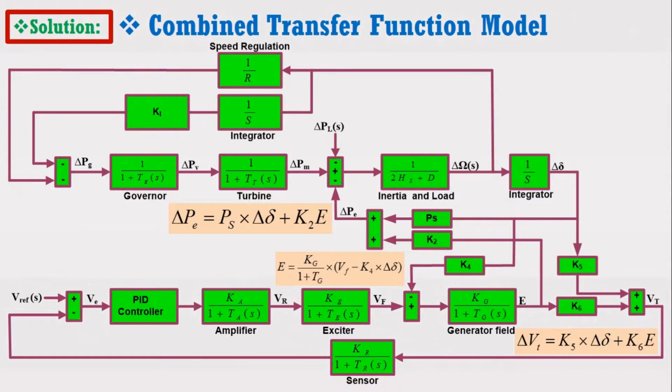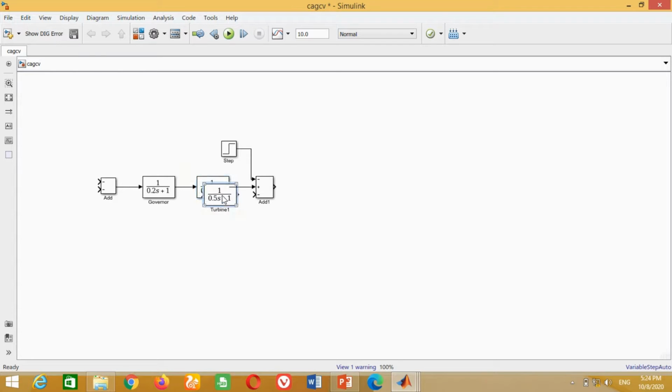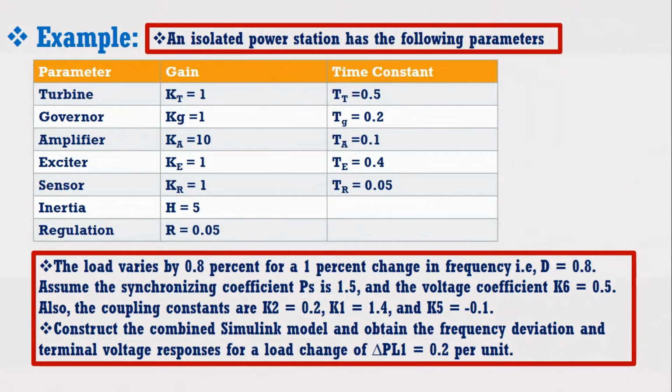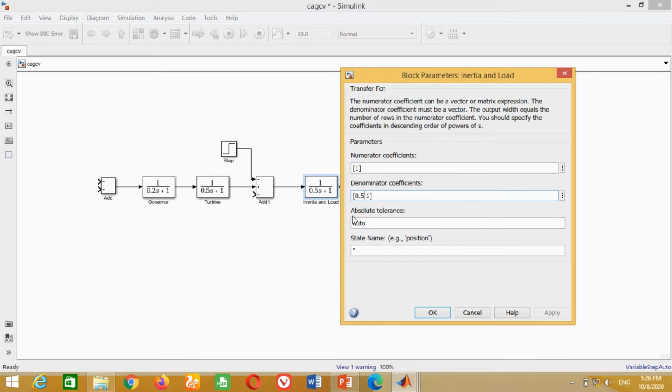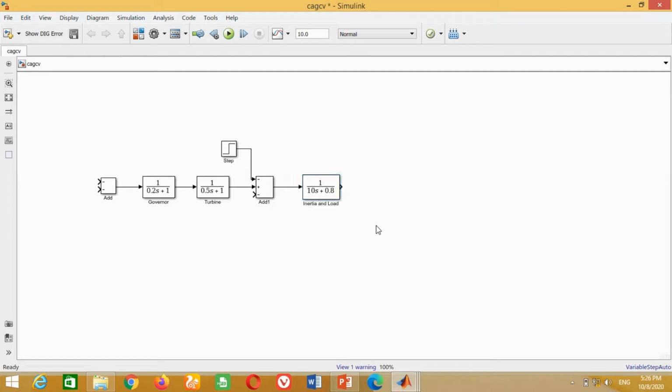Now we need the transfer function of inertia and load. For this purpose, just copy this transfer function block and paste it here. Connect it with the add block and write here inertia and load. It may be noted that inertia constant H is 5 and D is 0.8 as given in the example data. Therefore, overall it becomes 1 upon 10s plus 0.8. Double click on this block, write here 10, 0.8 and press OK. Look at the figure again.